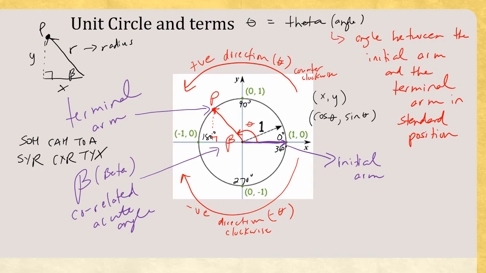So if we talk about SOHCAHTOA, here's my angle. That would be opposite, right? That would be adjacent, and that would be hypotenuse. So sine is y over r, opposite over hypotenuse. So in this case, sine beta is y over r. Cos beta would be x over r. And tan beta would be opposite over adjacent, which would be y over x. Again, it's the exact same thing as SOHCAHTOA.